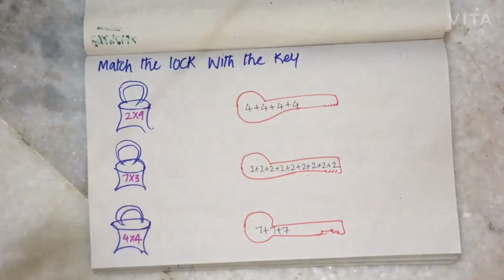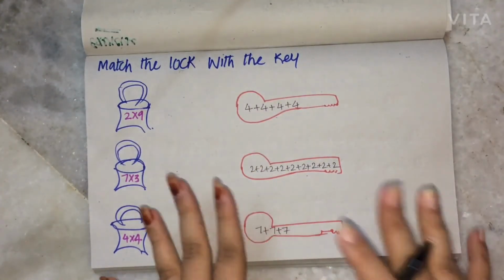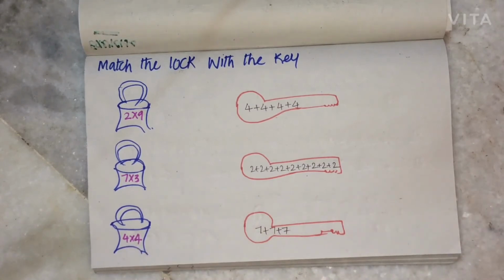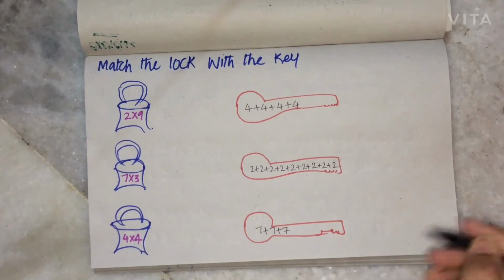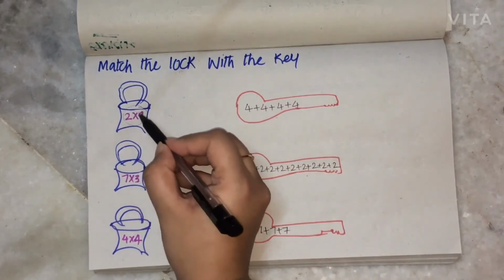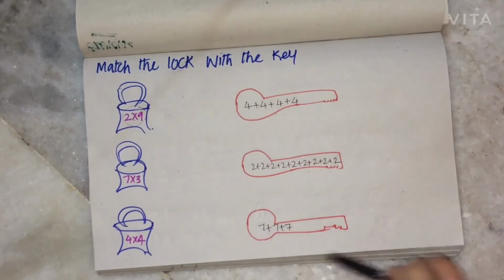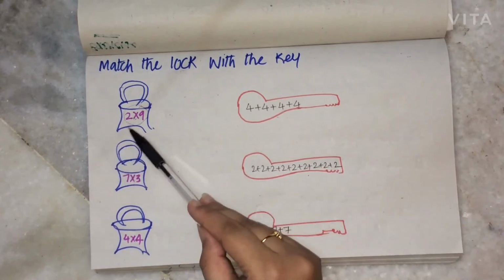We will do one more exercise. Okay, and this is a simple one. What you have to do is, you just have to match the locks with the keys. Okay, here you are given a number, so from this you have to match. Okay, so what is given here?